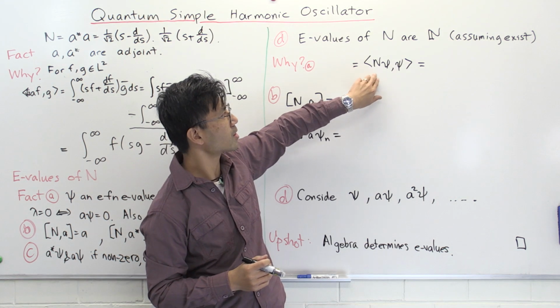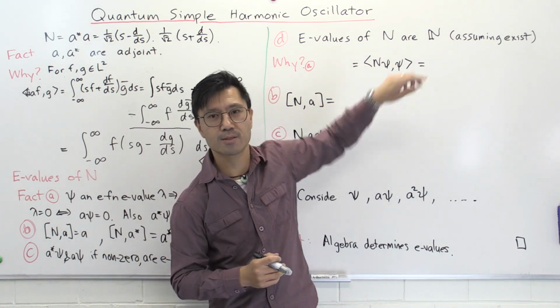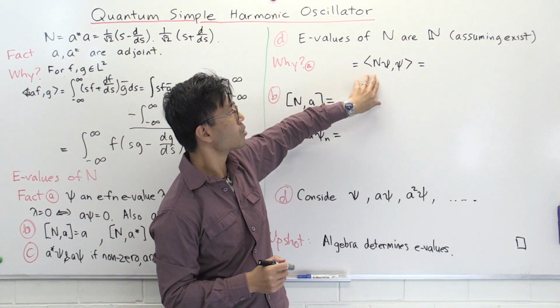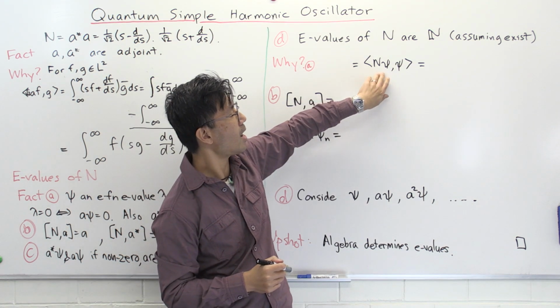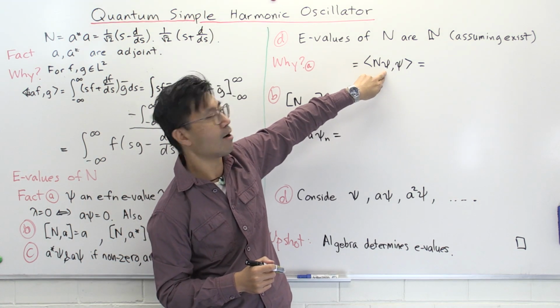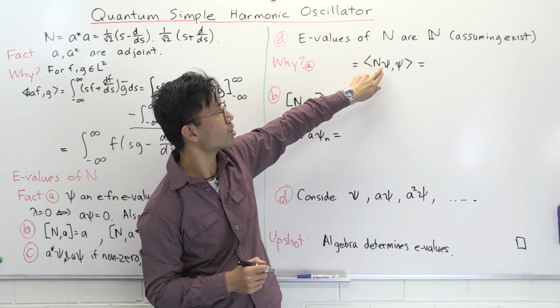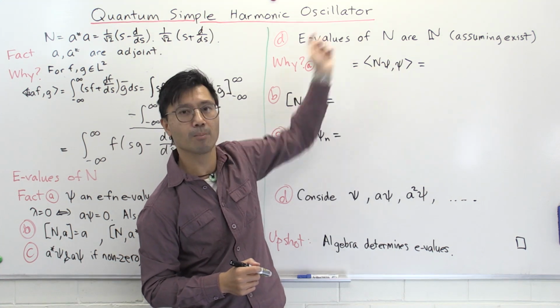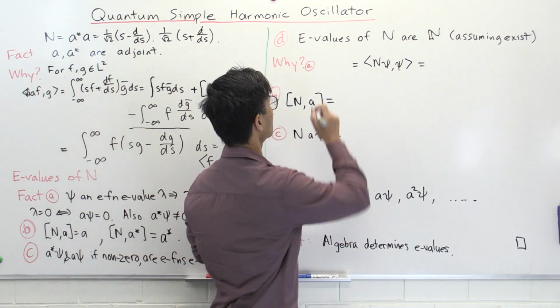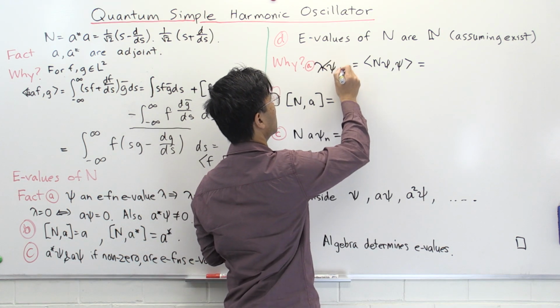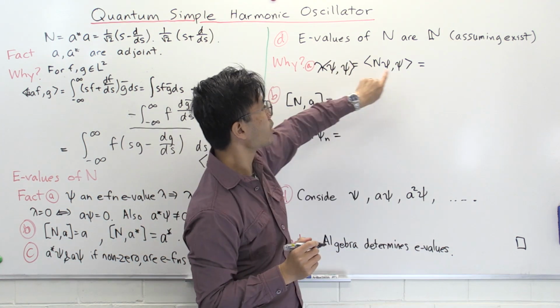So suppose, for example, you look at N psi in an inner product with psi here. Okay, so what is this equal to? I guess N psi, this is an eigenfunction with eigenvalue lambda. So this is just lambda times psi, and you can pull out that lambda. Okay, let's work on this side now.